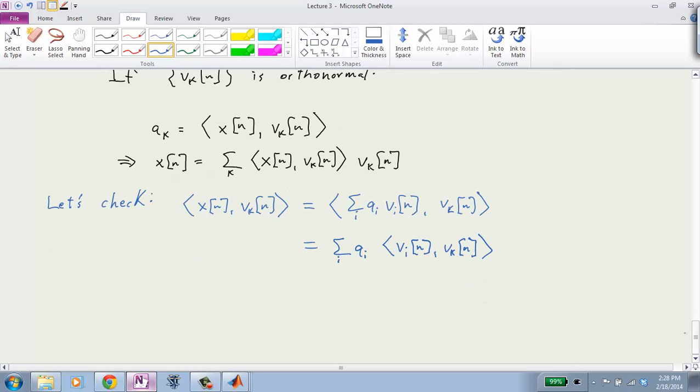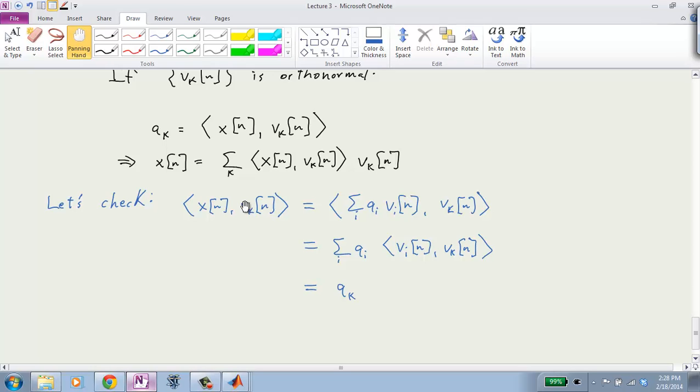And now we know this is orthonormal, so we know that this inner product between two of these basis vectors is either 0 or 1. It's 1 only if i and k are the same, if it's the same basis vector, otherwise it's 0. That's what it means to be orthonormal. Therefore, every term here is 0 if i does not equal k. The only term that survives is the one where i equals k, and we just get a_k. See that magic? So we just verified that a_k, in fact, equals this inner product.